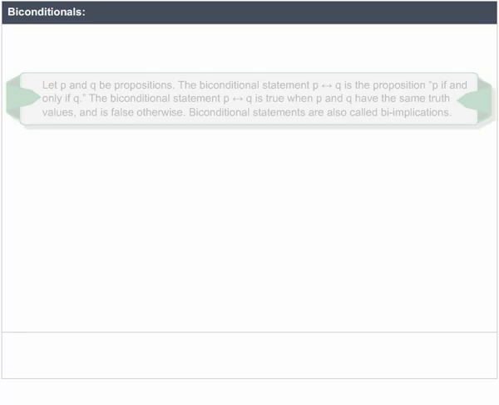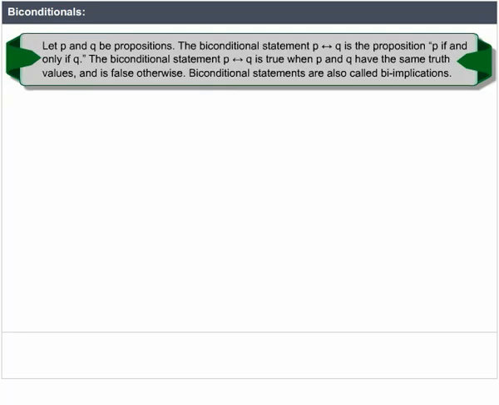Biconditionals. Let P and Q be propositions. The biconditional statement P if and only if Q is the proposition "P if and only if Q." The biconditional statement P if and only if Q is true when P and Q have the same truth values and is false otherwise. Biconditional statements are also called bi-implications.